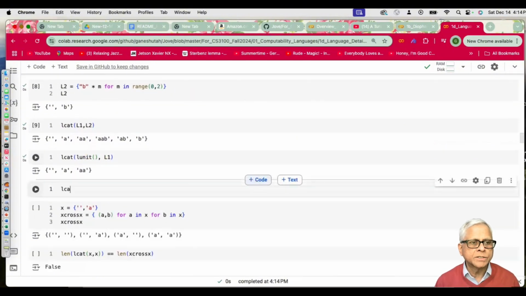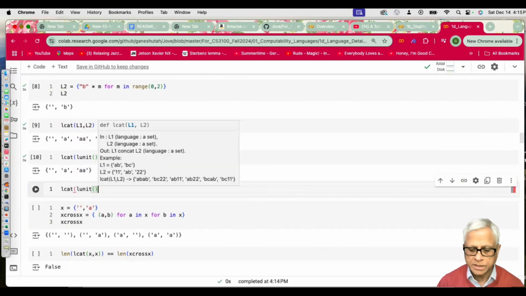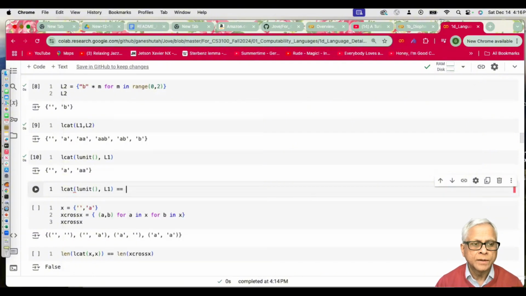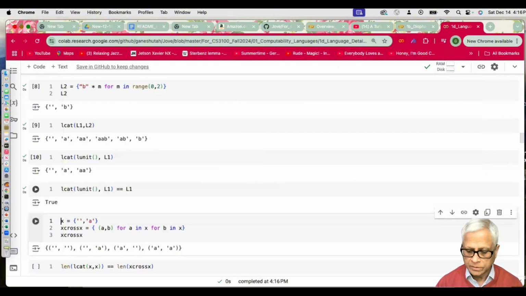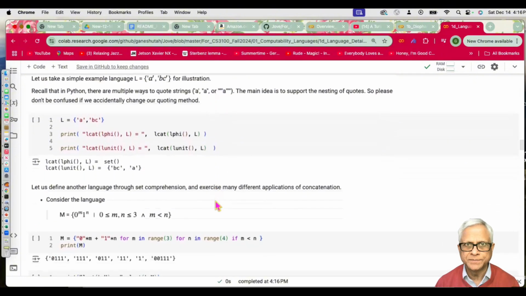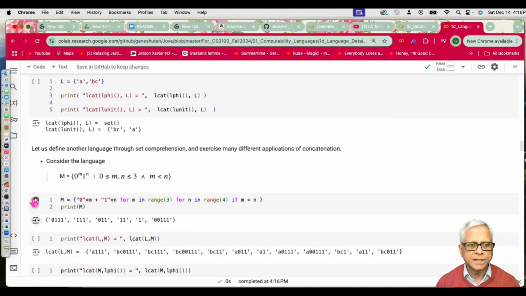The exercise includes concatenation of the unit with L1. Let us ask whether the concatenation of the unit language with L1, some language L1, equals L1. So that is what a unit language ought to do, and it is true. So you can see that the concatenation with units works.